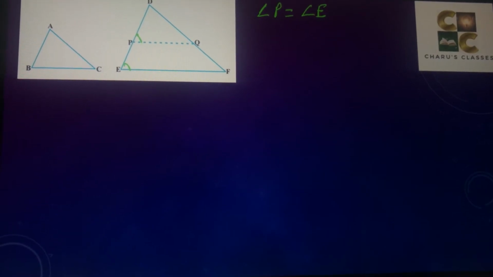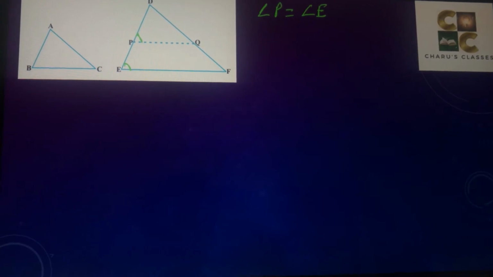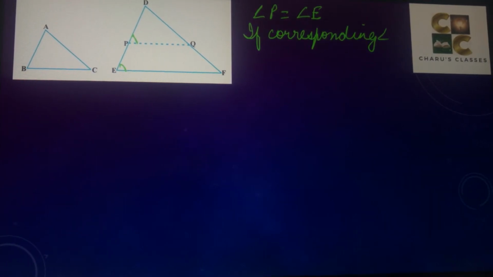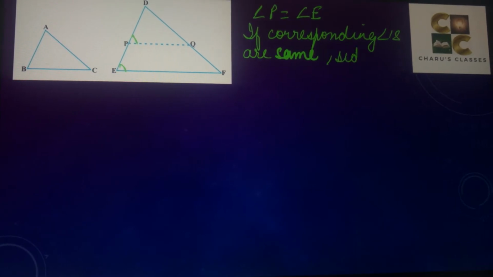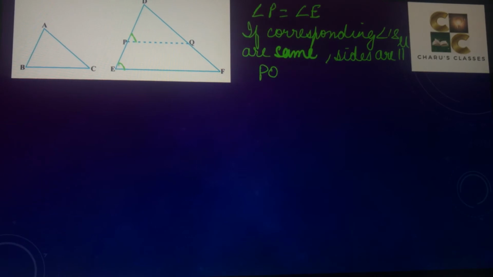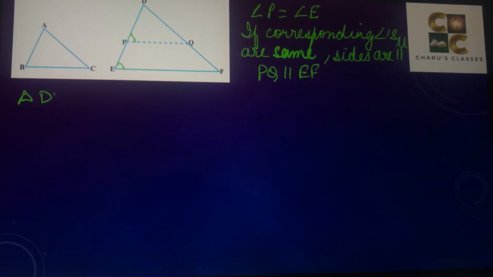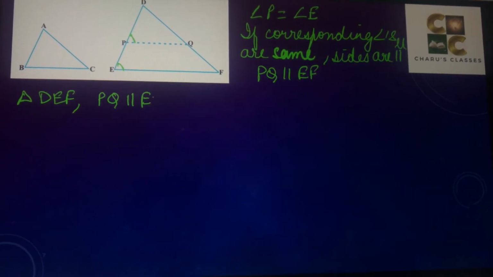For the sides PQ and EF, angle P and angle E are corresponding angles. And we know if corresponding angles are equal, then the lines are parallel. So that will mean that our PQ is parallel to EF. Now in triangle DEF, PQ is parallel to EF, so we can apply the basic proportionality theorem.